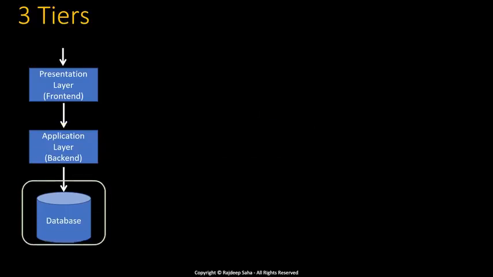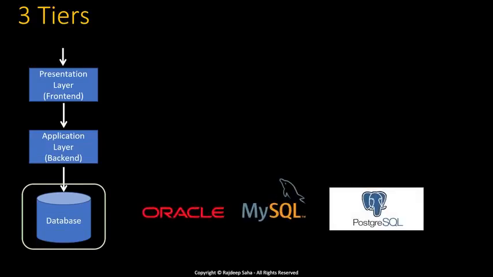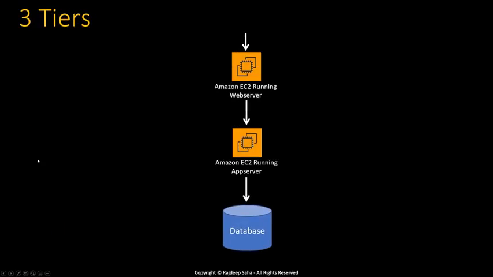Moving on to the database, you have many choices. Some of the popular ones include Oracle, MySQL, PostgreSQL, but beyond that you have your NoSQL databases such as Cassandra, DynamoDB, etc. So going back to our three tiers on AWS, one way to design this is you can run your web server on a virtual machine or Amazon EC2. You can run the app server as well in Amazon EC2, and the app server can communicate with the database.